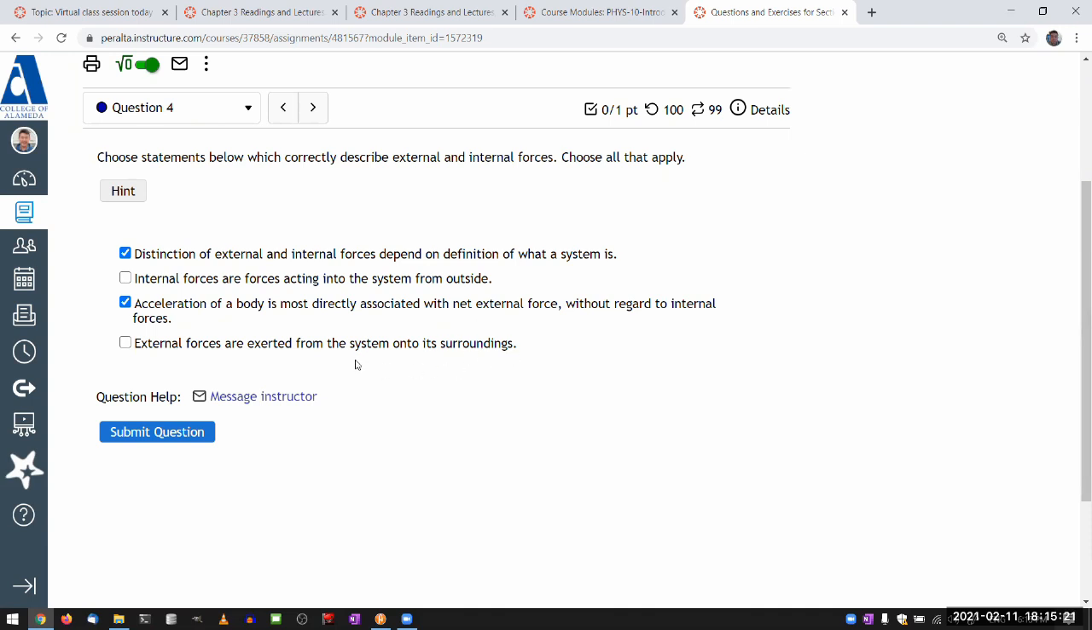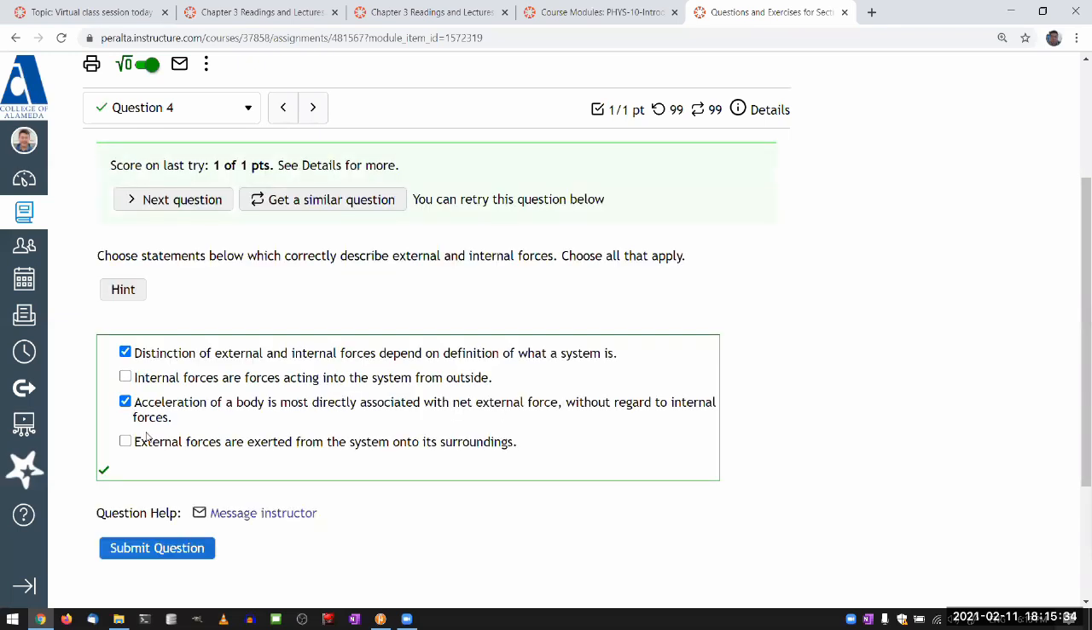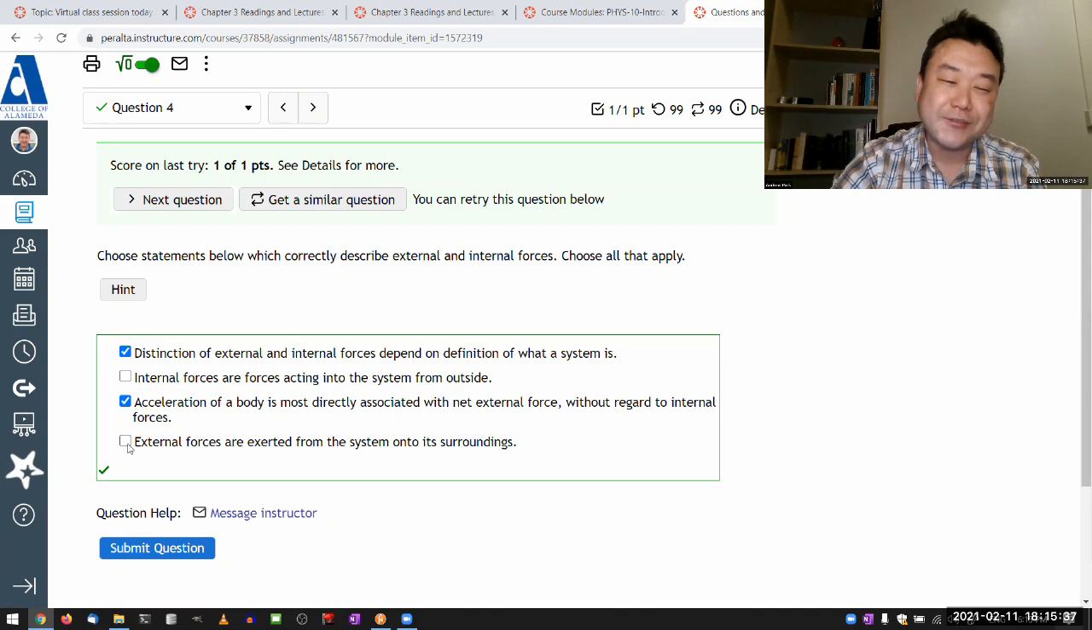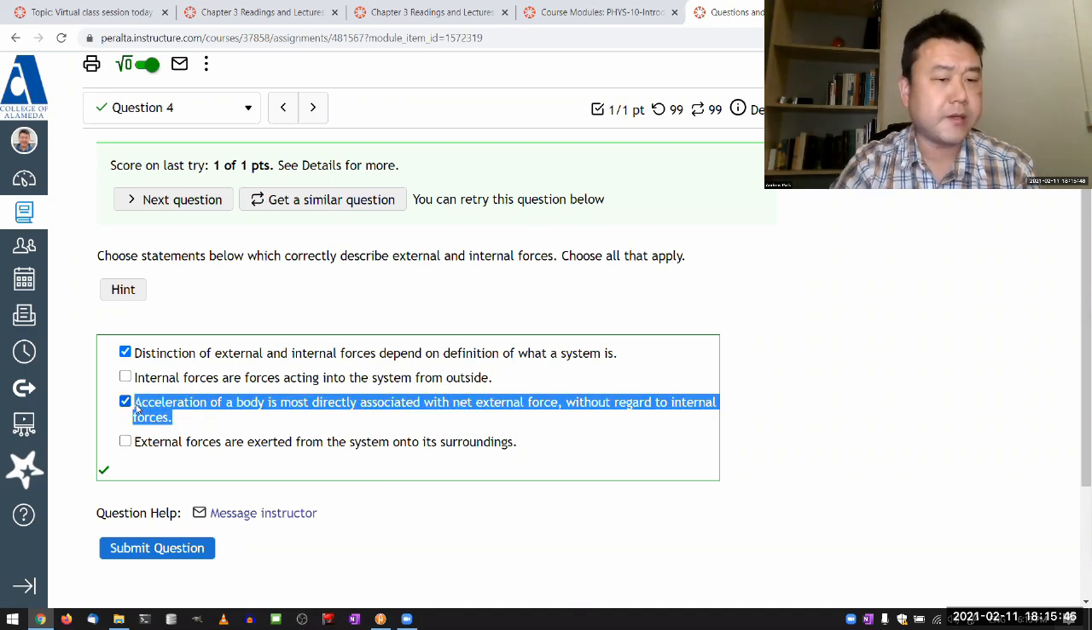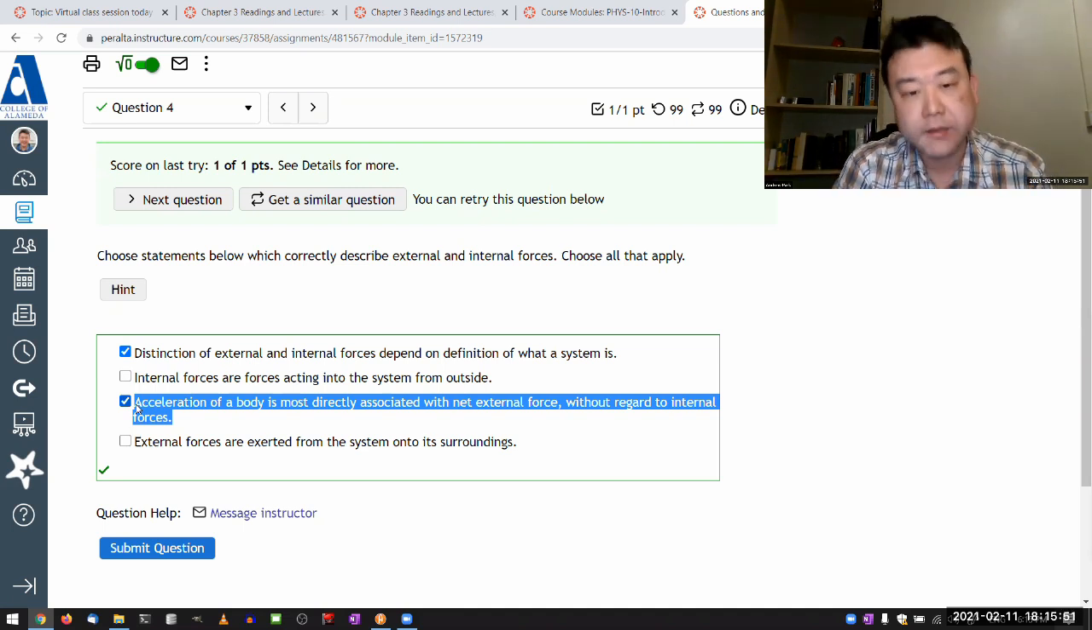But if I'm drawing a force diagram of the system, I wouldn't include those forces, except that from Newton's third law, there should be a reaction force on the system. So let me not check it for now and just see how it goes. This is the tricky choice. It could go either way. What I want to illustrate here is first this point, that acceleration of a body is most directly associated with the net external force.